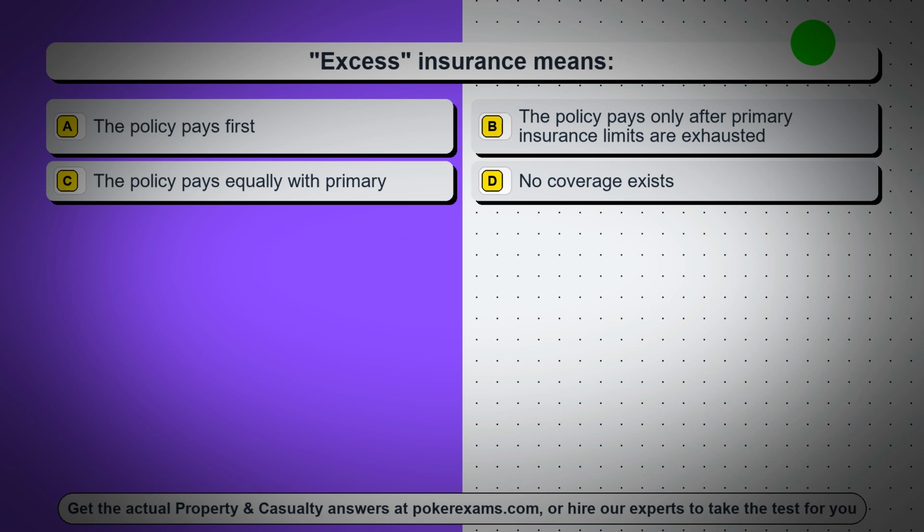Question 1. Excess insurance means, Option A, the policy pays first. Option B, the policy pays only after primary insurance limits are exhausted. Option C, the policy pays equally with primary. Option D, no coverage exists.